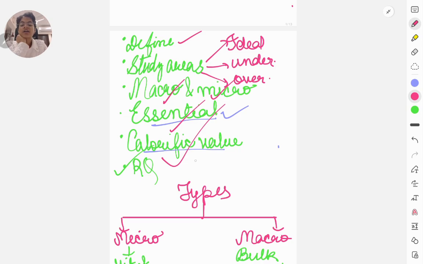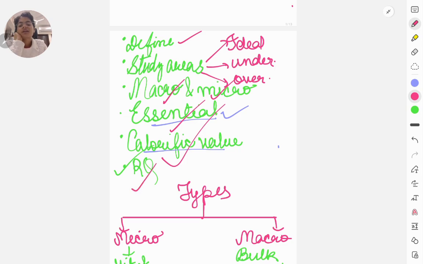It is measured by calorimeter, and its unit is calorie, and 1 calorie is equal to 4.2 joule. The calorific value for carbohydrates and fats in the body would be the same as that in the calorimeter, while in the case of protein it would differ. It would be more in the calorimeter as compared to the body, because it is not 100% oxidized. Some part is converted into ammonia, urea, and is excreted.